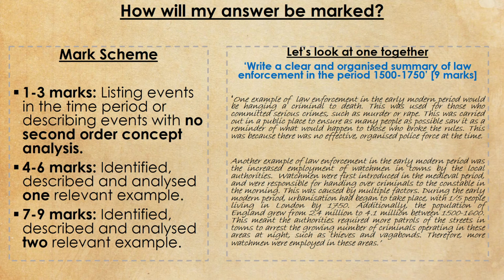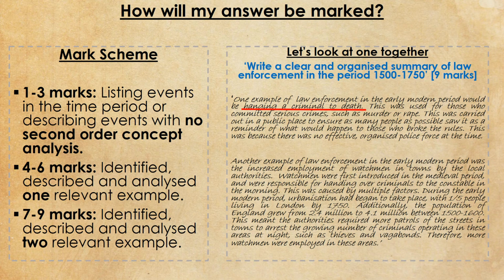Right, there is a problem with this initial paragraph, and hopefully you have spotted that when you were reading the answer. The problem with this paragraph is that it doesn't actually talk about law enforcement in the period 1500 to 1750. It talks about hanging a criminal to death, and from our revision we know that hanging was not a form of law enforcement upholding the law and catching criminals. It was a way of punishing criminals who had broken the law.